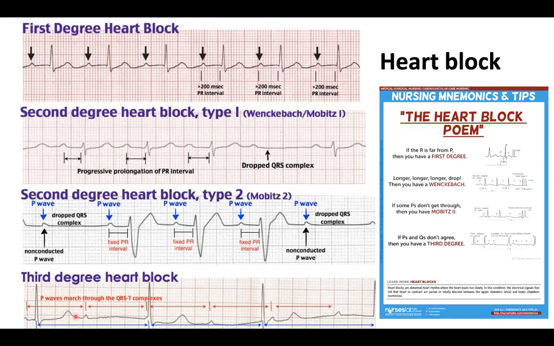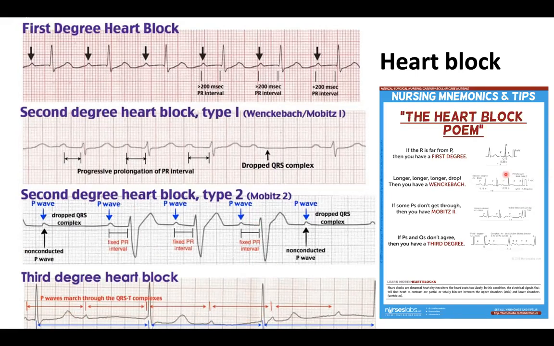So there are intermittent, non-conducted P waves. Here you just have complete dissociation, where you have random P waves, random QRS complexes, and there's no relationship between the two.